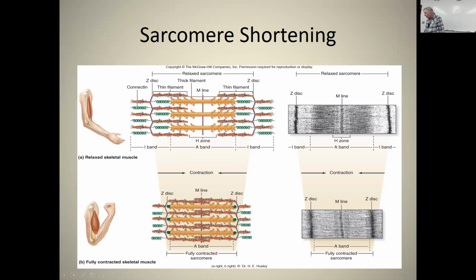The filaments have slid past one another and have obliterated the H zone. There is no more H zone, and there's very little I bands either. I bands have been obliterated in the H zone, and now we just have A bands. So it looks just dark. It's not striated anymore.